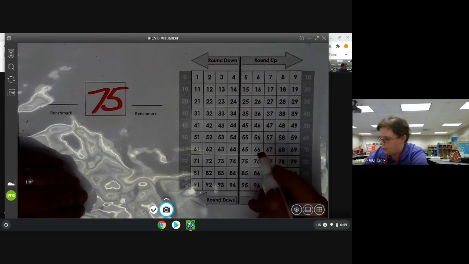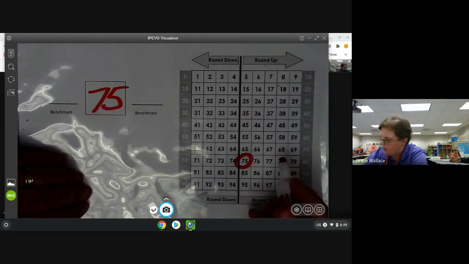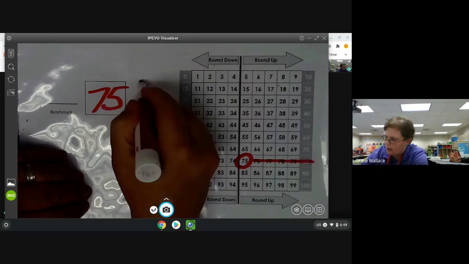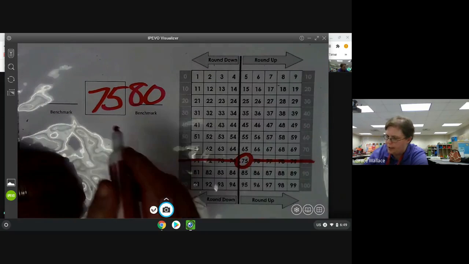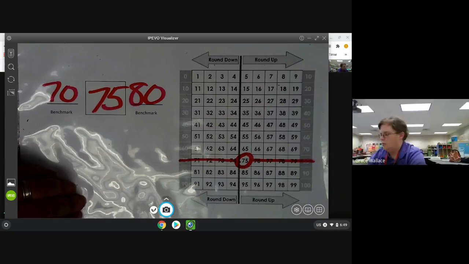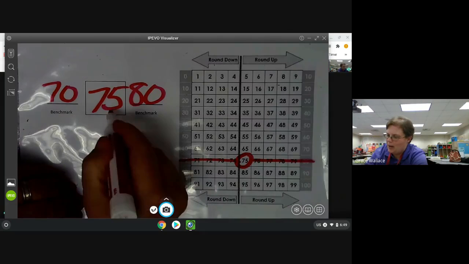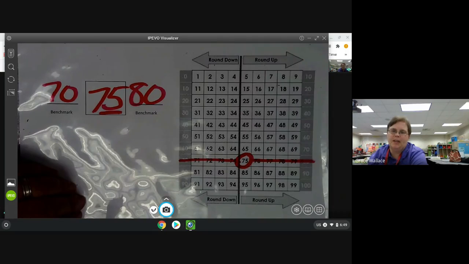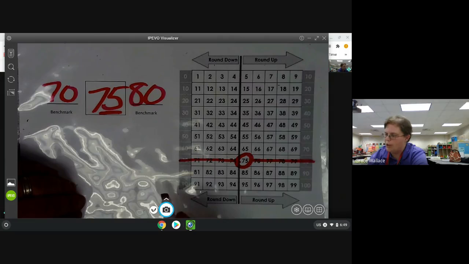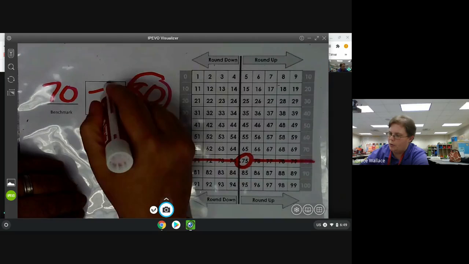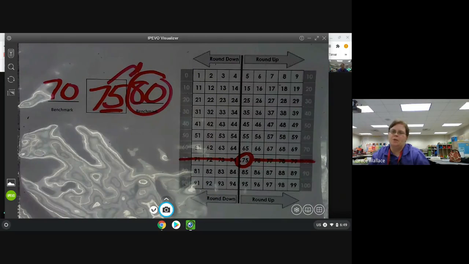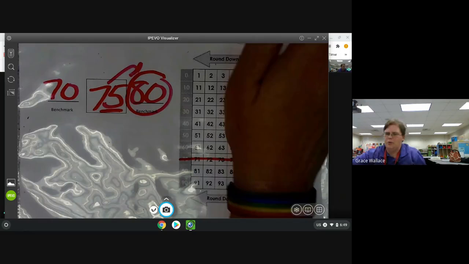So I have 75. I'm going to circle 75 here. I'm going to draw my line. Oh, that gets me to 80. Draw my line to the other benchmark. That gets me to 70. And like I said, when it ends in 5, you've got to think about, oh, it's so close to both of them. But man, they've worked so hard to get to that 5. I want to give it the benefit of the doubt, and I want to round up to that 80. I want to round up to that next one. That's what we talked about with rounding.